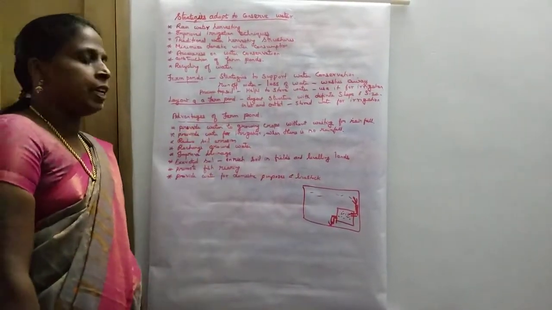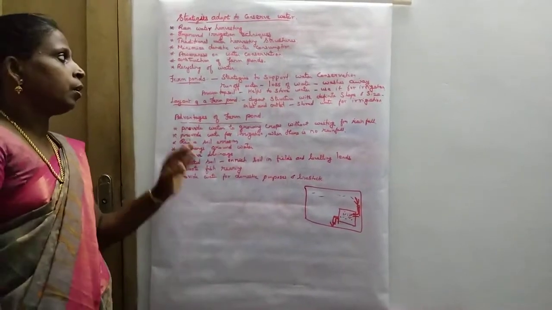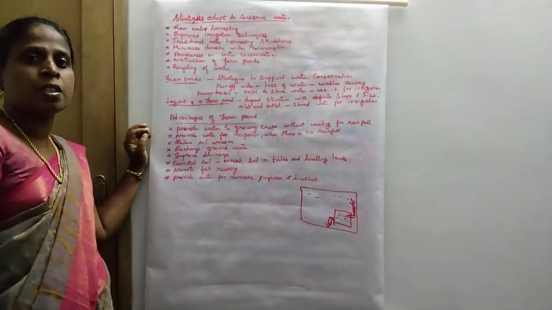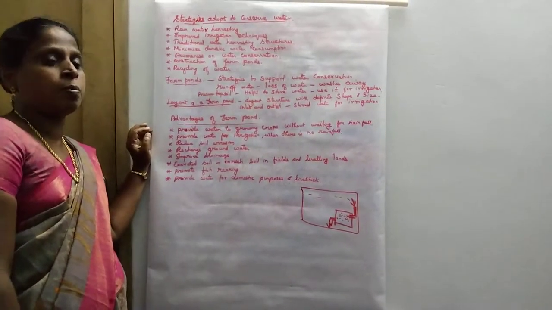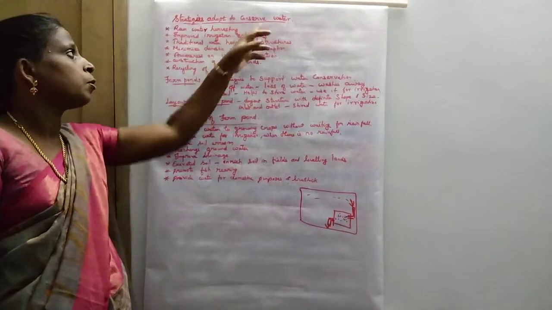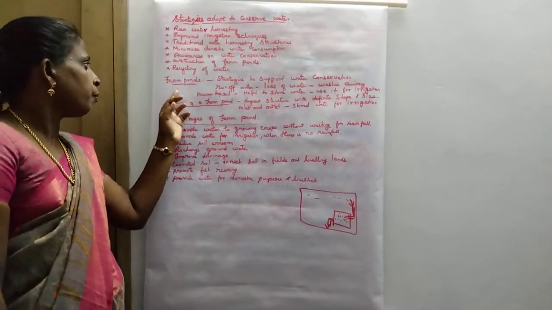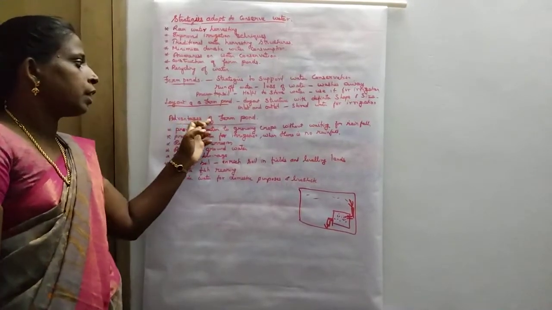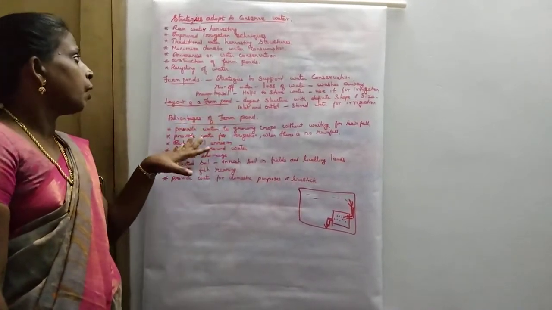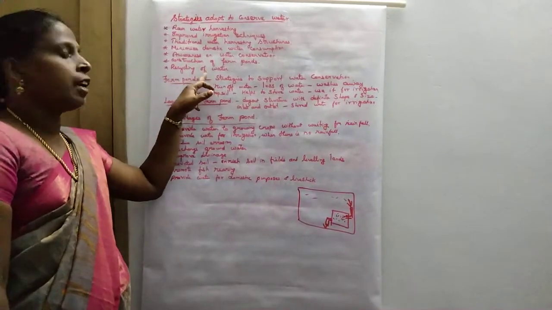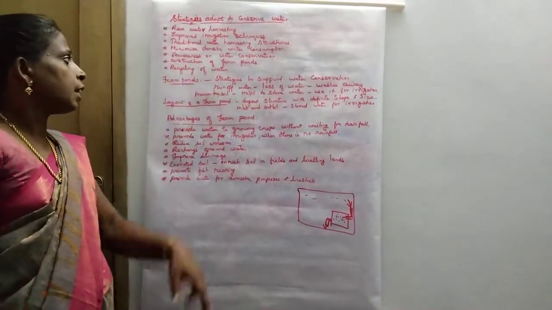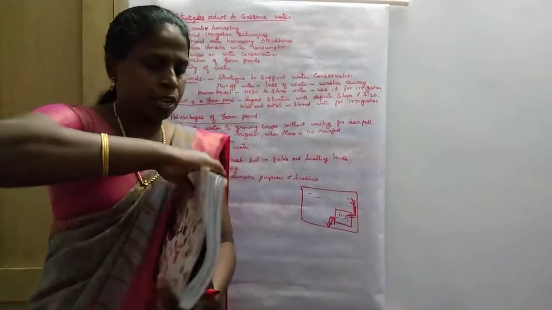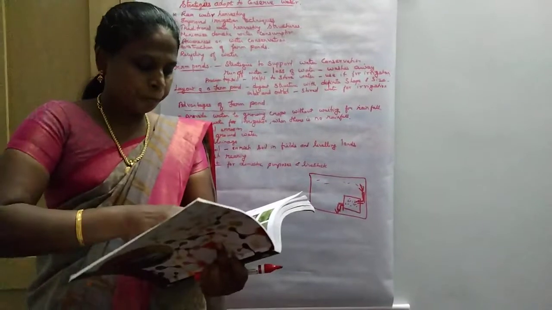So these are the advantages of farm pond. So in water conservation, we have studied the importance of water and water conservation measures, then strategies adapted to conserve water, and the farm pond. In farm pond, how we can lay out the farm pond and what are the advantages of farm pond we have done. So next one is recycling of water. That one we can study in the next class. Students, now you can take the textbook and mark the question answer.